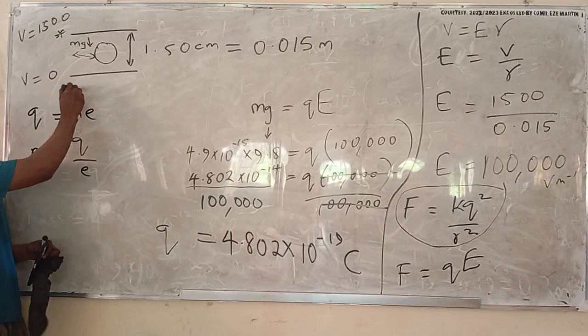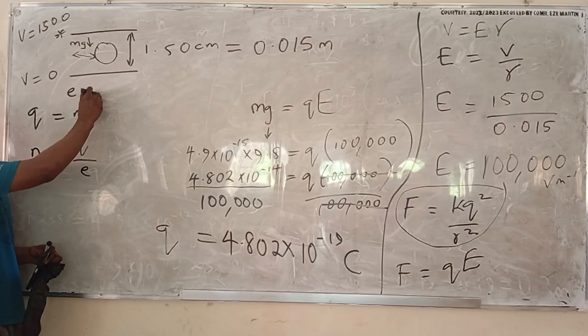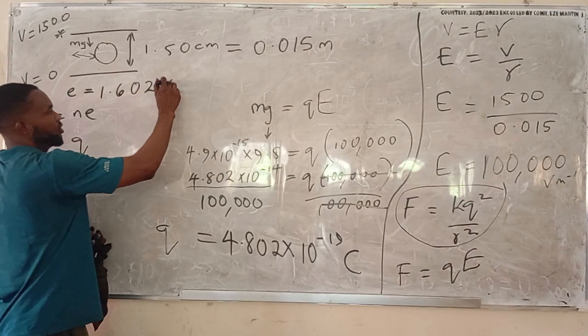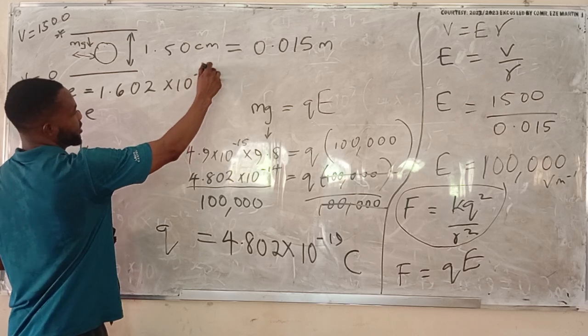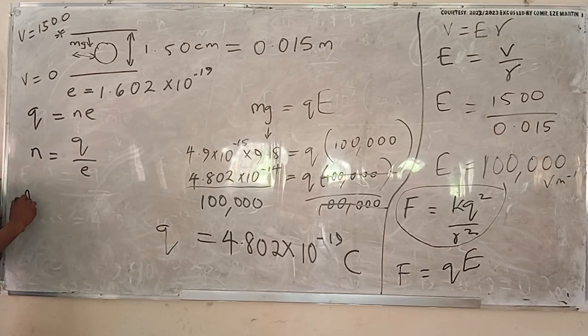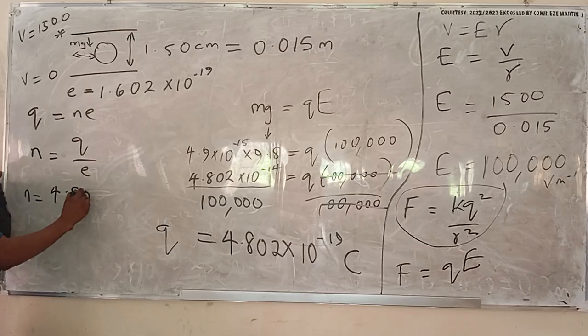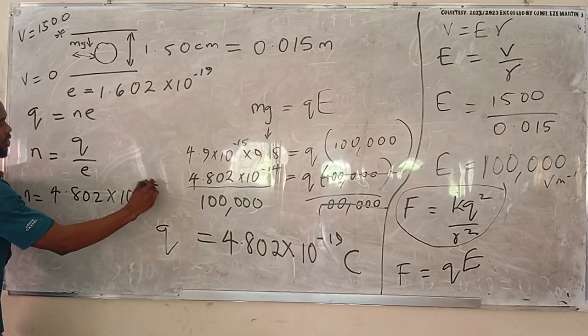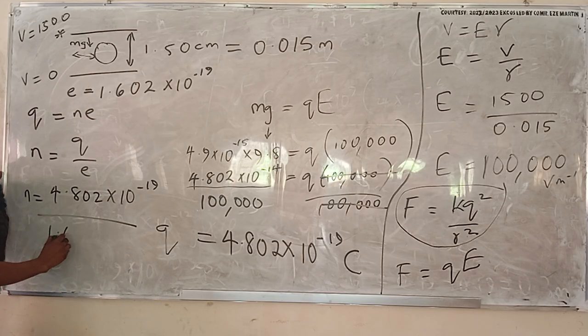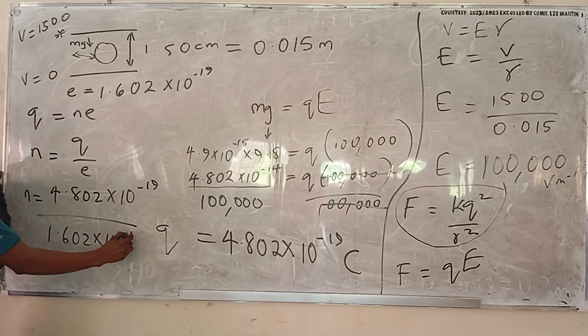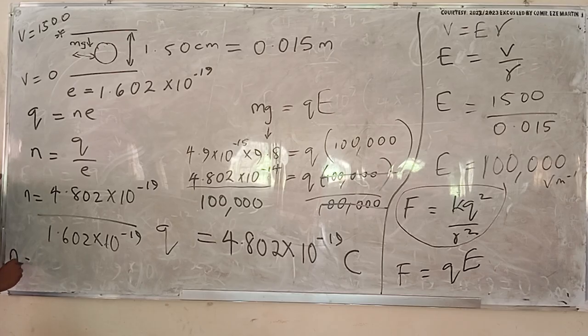So that I can put this in, and the electron itself has a charge which is constant, which is 1.602 times 10 to the power minus 19. So this is going to be N equals 4.802 times 10 to the power minus 19 all over 1.602 times 10 to the power minus 19. Punch for me. What's N? 3. N is 3? Yes. Are you sure? Yes. Okay. So N is equal to 3.